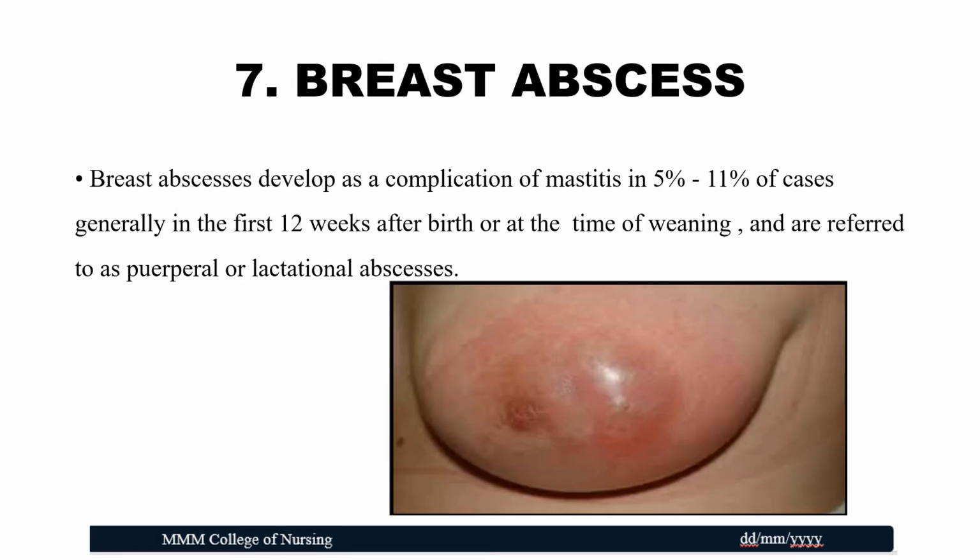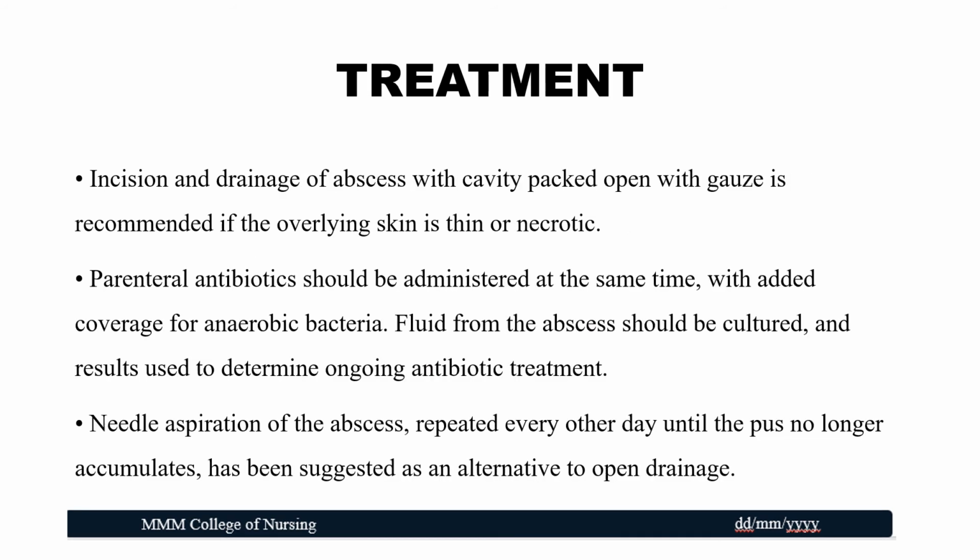To move on to the next complication, it is breast abscess. The definition: breast abscess develops as a complication of mastitis in 5 to 11% of cases, generally in the first 12 weeks after birth or at the time of weaning, and is referred to as puerperal or lactational abscess. In this picture, you can see what an abscess is.